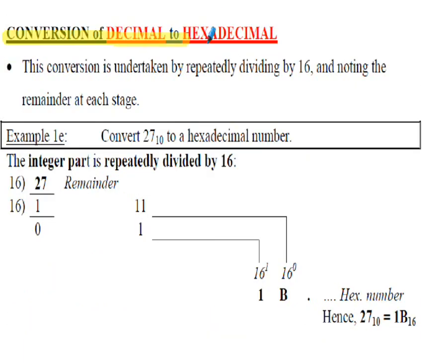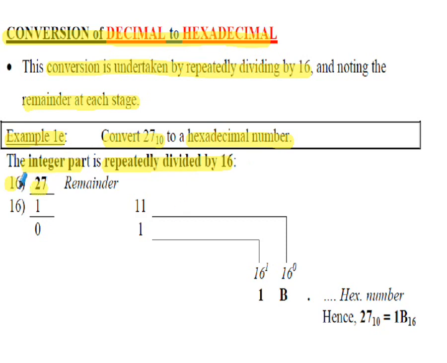Conversion of decimal to hexadecimal. This conversion is undertaken by repeatedly dividing, this time by 16, and noting the remainder in each case. Example 1e, we're asked to convert 27 in base 10 into a hexadecimal number. This is an integer number, so we're going to take the integer part and repeatedly divide it by 16, noting the remainders to give us the hex number.